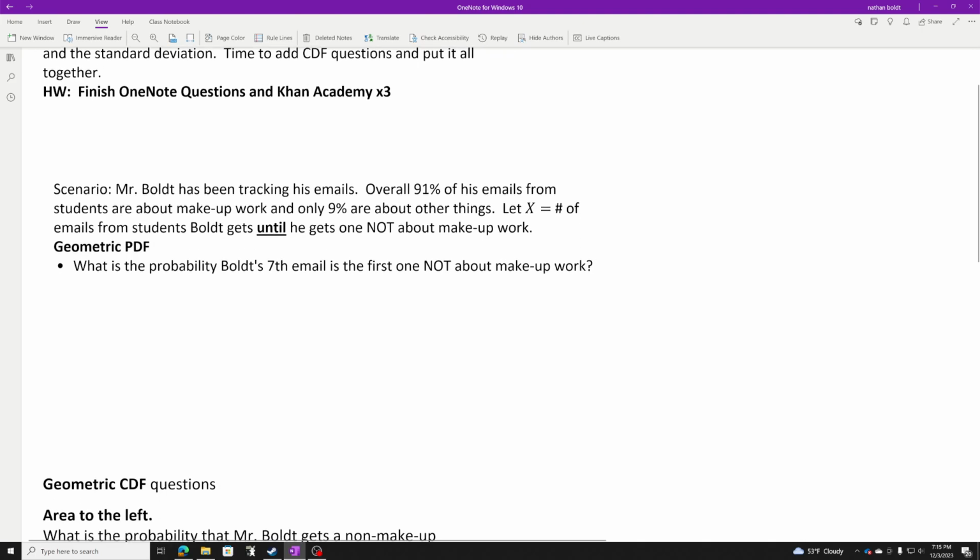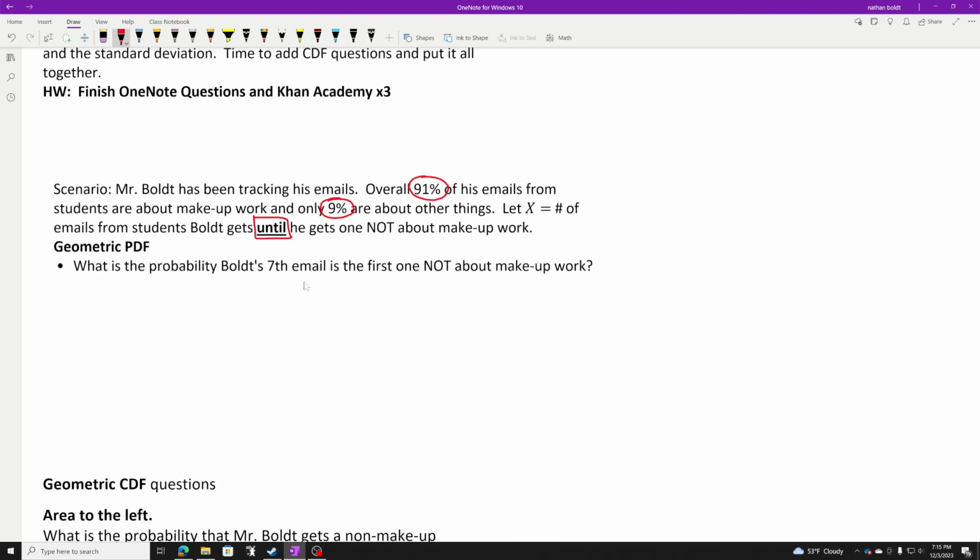All right, so we're going back to that email example from last week where 91% of my emails are about makeup work and 9% are about something else. I'm going to be looking at my emails until I get one that is not about makeup work. And that "until" is the dead giveaway for geometric, right?